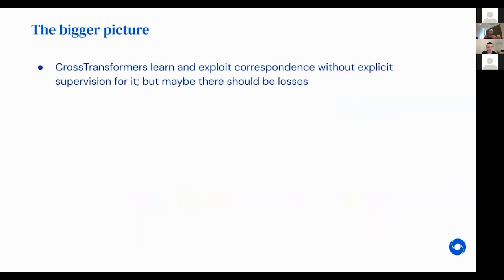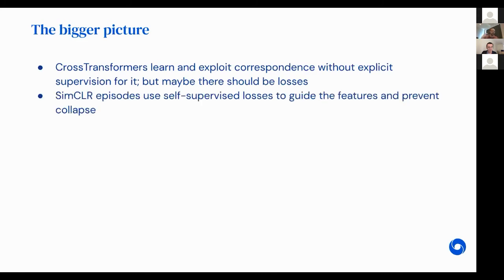All right, so let's take a look at the bigger picture a little bit. What have we really accomplished with cross-transformers? I think we've shown that they can learn and exploit correspondence without explicit supervision for it, and this is really useful for transfer. We did use labels in order to get this kind of performance, but I think that we don't need to. And there's been a lot of recent work in, say, optical flow on constructing losses that can find correspondence without supervision. So I think that's a cool direction. And then, of course, we use Sinclair episodes, which are a self-supervised loss that guides the features in order to prevent the collapse and improve the whole algorithm's ability to generalize.